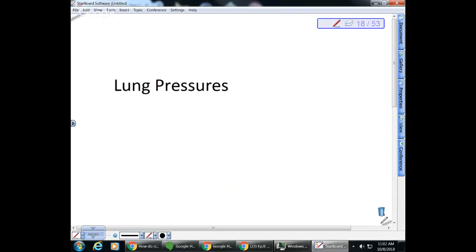So when we talk about pressure in the lungs, we can talk about the atmospheric pressure, because this is the same type of pressure. The atmospheric pressure at sea level is about 760 millimeters of mercury. So this is measured in millimeters of mercury.